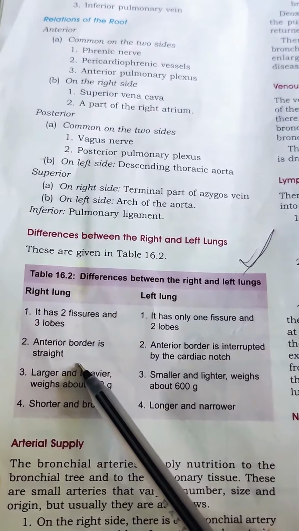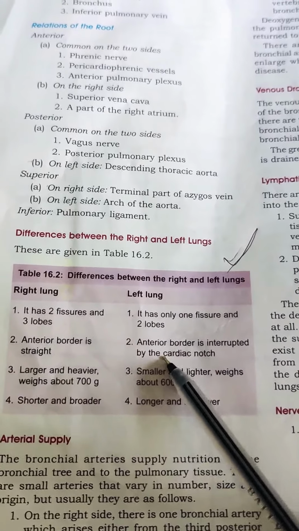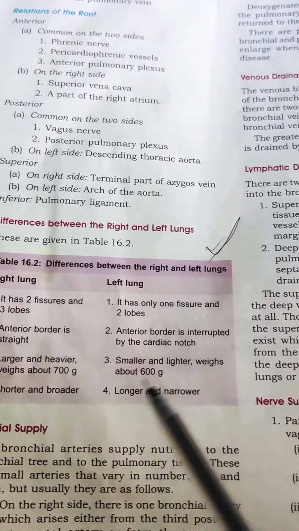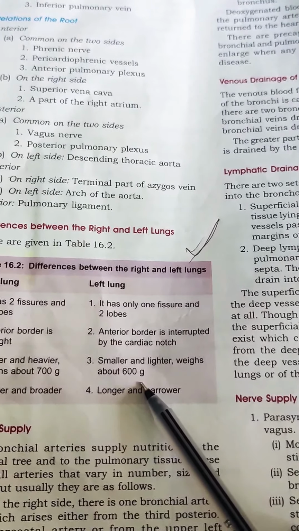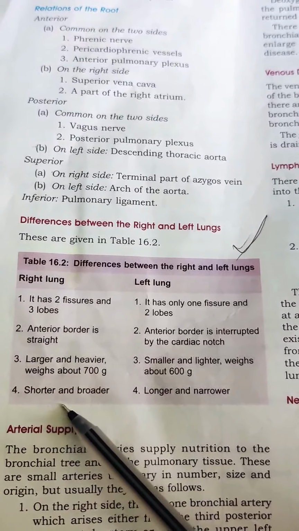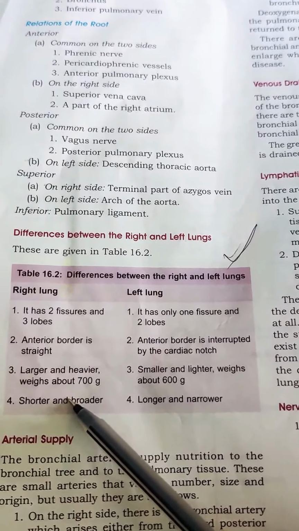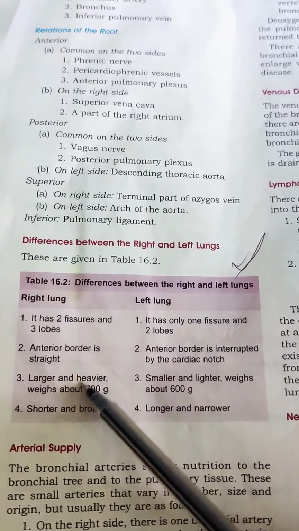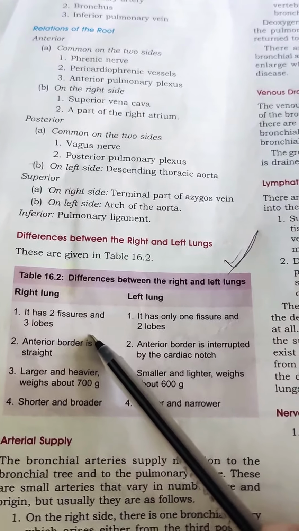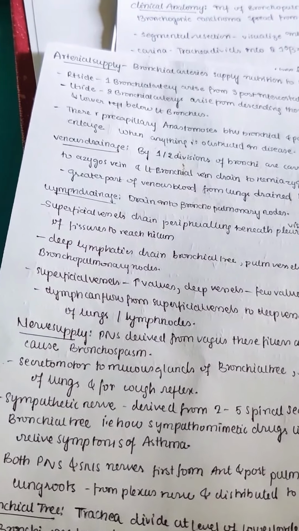The anterior border is straight in the case of the right lung, whereas the anterior border is interrupted by the cardiac notch in the left lung. The right lung is larger, heavier, about 700 grams, whereas the left lung is smaller, lighter, and only 600 grams. The right lung is shorter and broader, whereas the left lung is longer and narrower. As it is shorter and broader and also in direct connection with the bronchial tree, most of the inspired materials directly enter the right lung, and infective particles also enter more into the right lung when compared with the left lung.